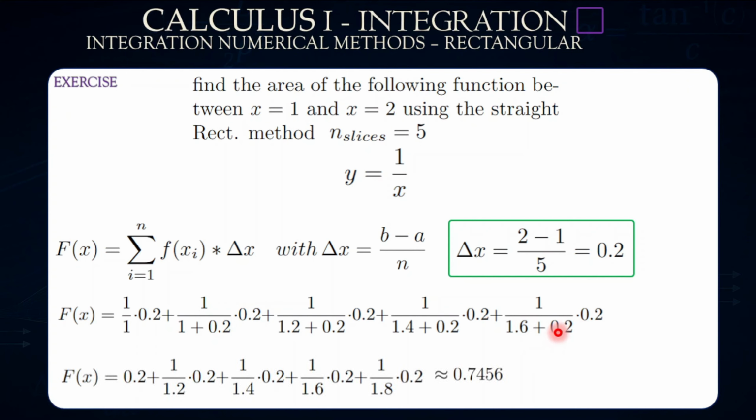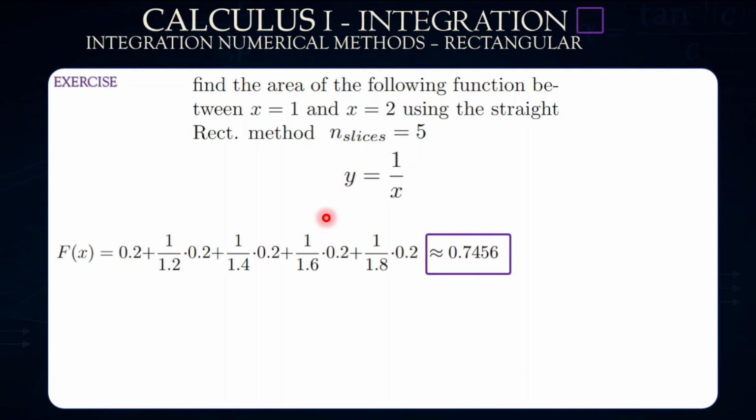This gives us the value approximated to 0.7456. You will see that it's not very accurate. It is fair because the real value, by solving the integral from 1 to 2, would give you 0.693. However, remember that we're measuring according to only 5 slices. That's why you have an error margin here. To calculate the error margin, you subtract the real value from the calculated value, and then you divide by the real value. It would give you a percentage of the error margin. So f(x) is approximately equal to 0.7456.